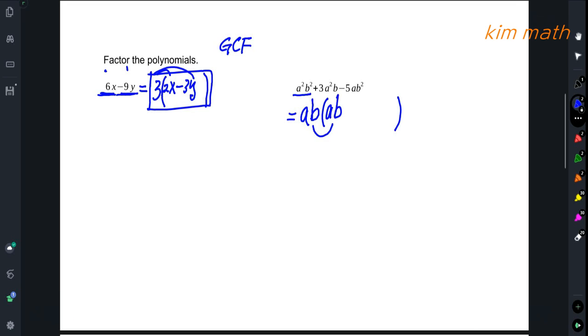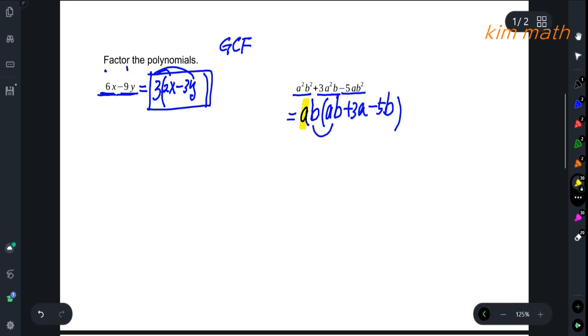How about the next one? I need 3a squared b, so 3a, right? I need negative 5b squared, so negative 5b. Okay? Again, we have a as a factor, b another factor, and this whole thing is another factor. So we complete the factoring. Good?